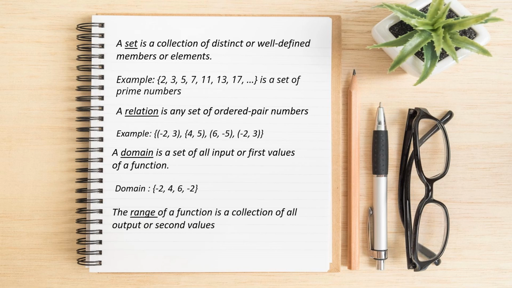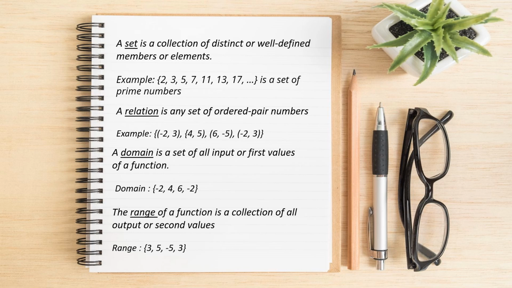Next, a range. Range of a function is a collection of all output or second values, if the domain is a set of all input or first values of a function. The range is a collection of all output or second values. Again, getting the example from the relation, the range is 3, 5, -5, and 3. So that is our range.